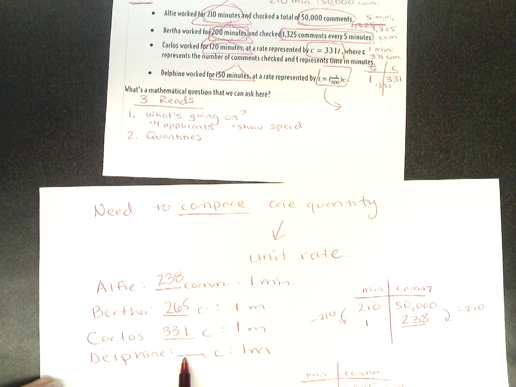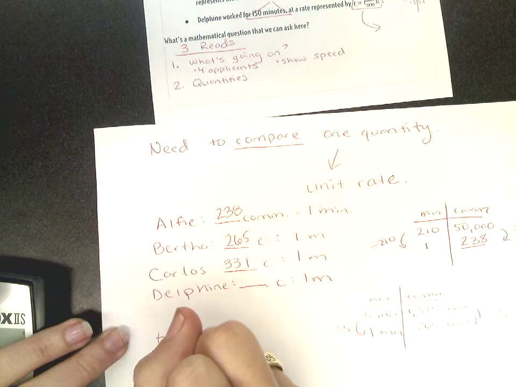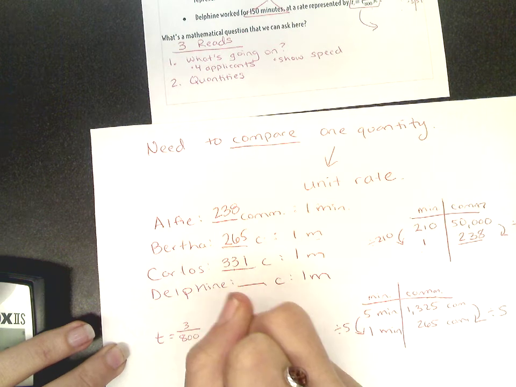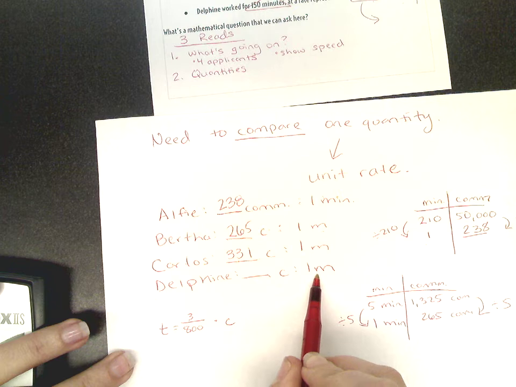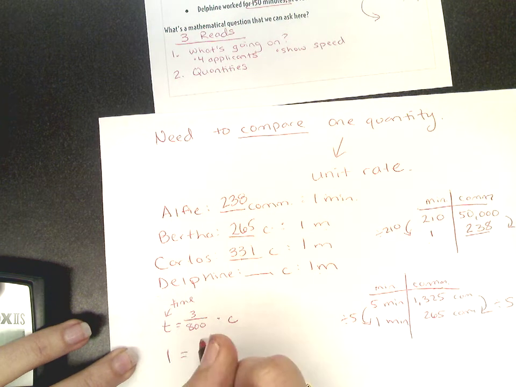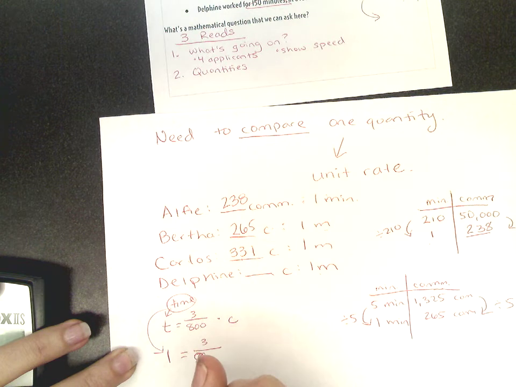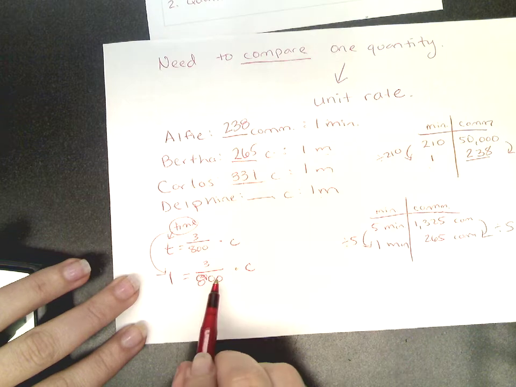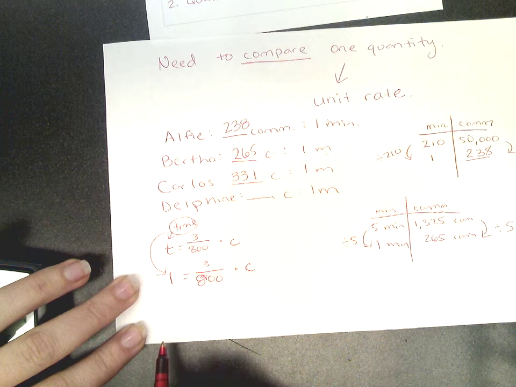So now that leaves Delphine. Okay, so with Delphine, we have T equals 3/800 times C. Well, we know that we want our time to be 1 minute. So we can set 1, because that's the 1 minute, equal to 3/800 times C. What kinds of numbers multiplied together get us 1? It has to do with reciprocals.